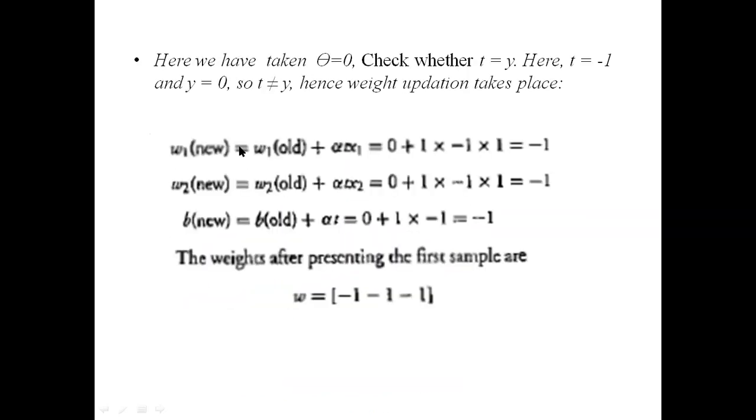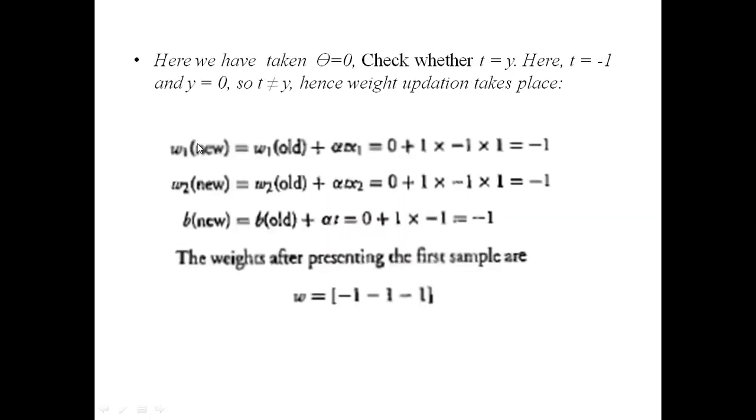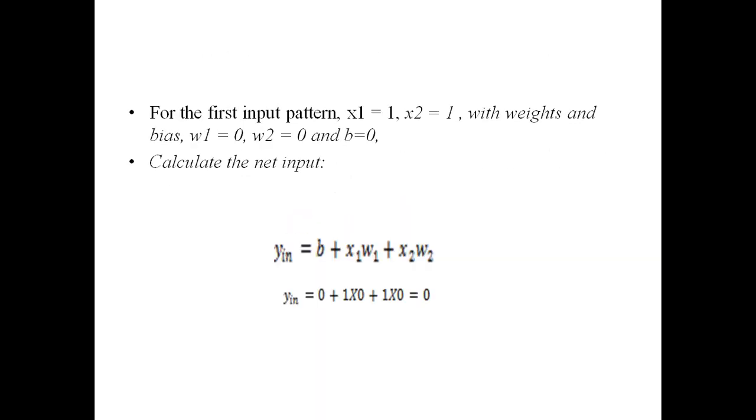So here we first calculate the new W1, W2 and B. Initially the value of W1, W2 and B is 0. Now we calculate the new value of W1, W2 and B. This is very important. So what is the formula for calculating the new weight? W1 old is 0, W2 old is 0 and B old is 0.